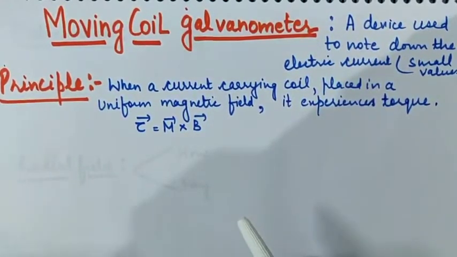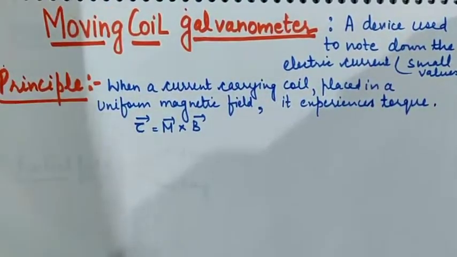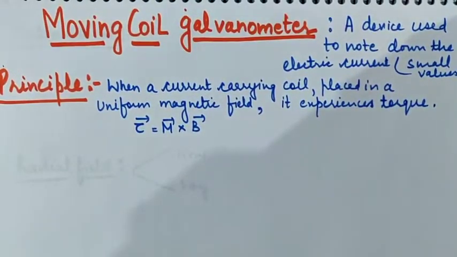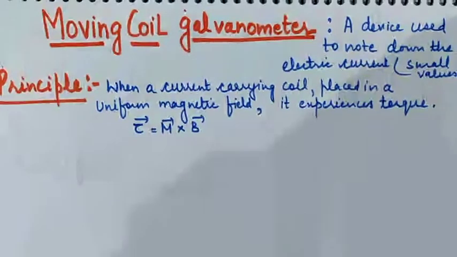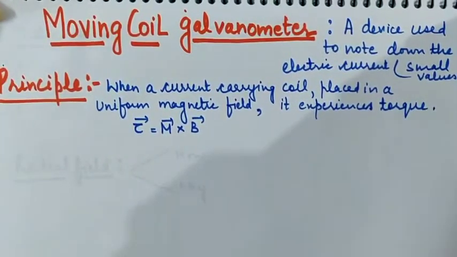Moving coil galvanometer actually means a device which is used to note down electric currents. It is used to note down small electric currents, because its resistance is very high, so not much of the current might flow through this device. It is a very sensitive instrument, so it is used in labs, called the moving coil galvanometer, right?